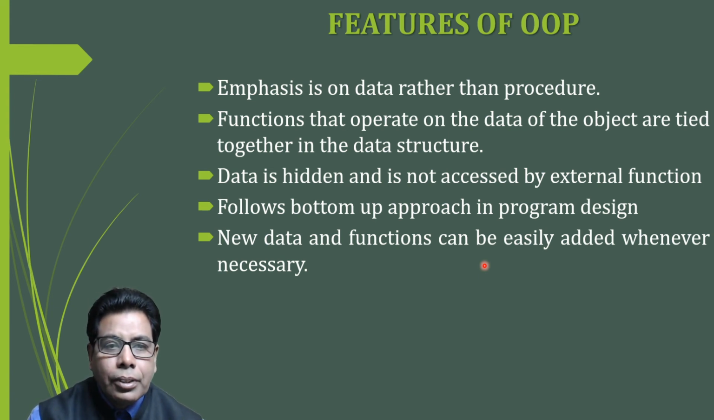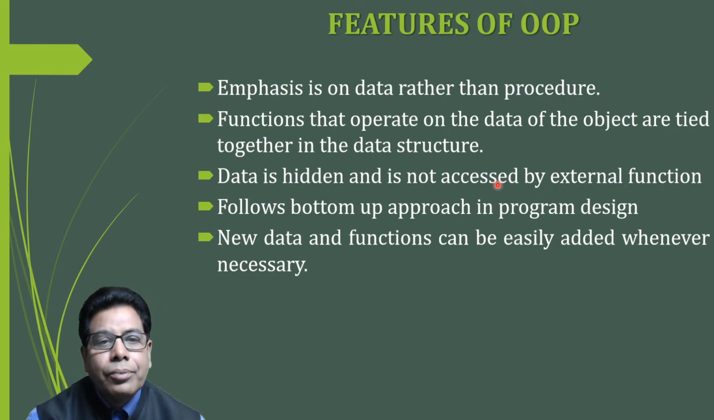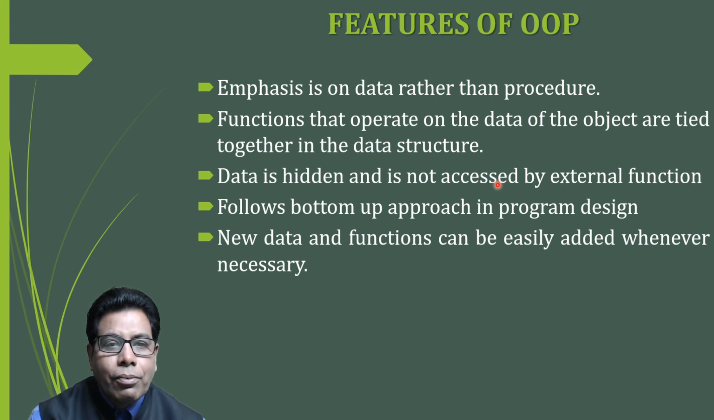Here, data is hidden and not accessed by external functions. Since we have classes, whatever functions we are using in the class are able to access the data. Other external functions cannot access the data. That's why the data is hidden. It is called encapsulation in object oriented programming.